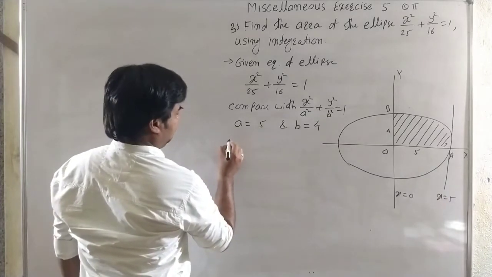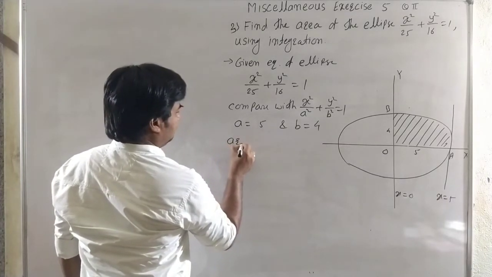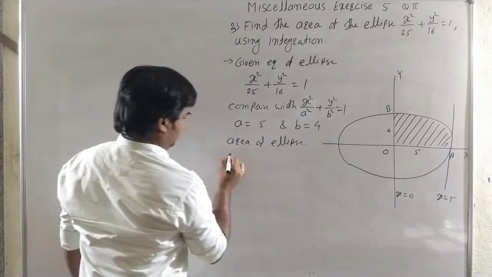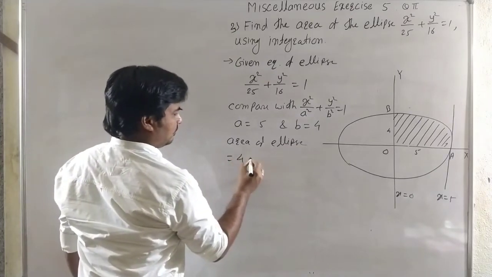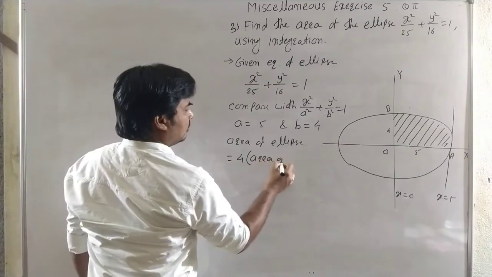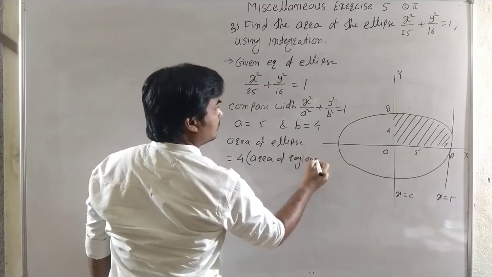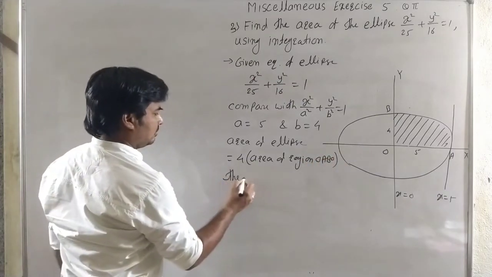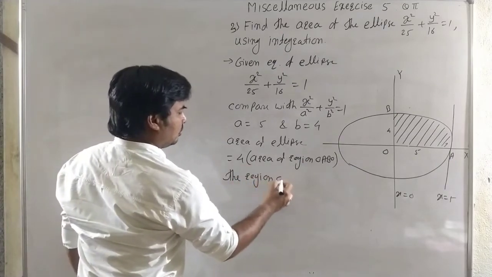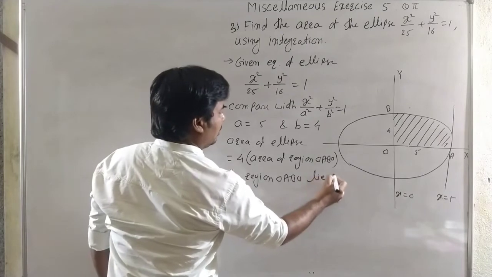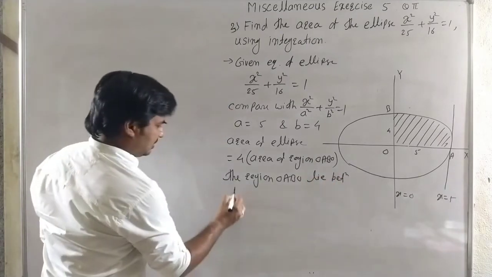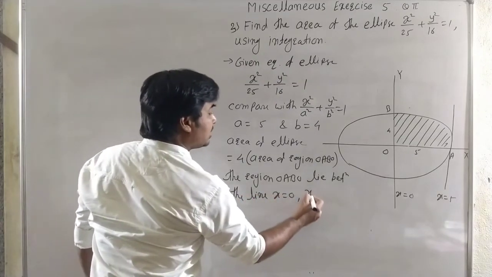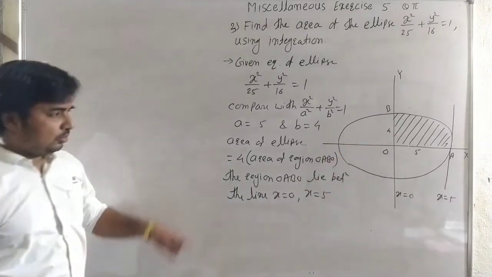Now here the area of the ellipse is 4 times the area of region OEBO, and here the region OEBO lies between the lines x is equal to 0 and x is equal to 5.